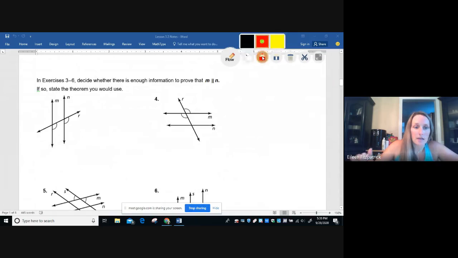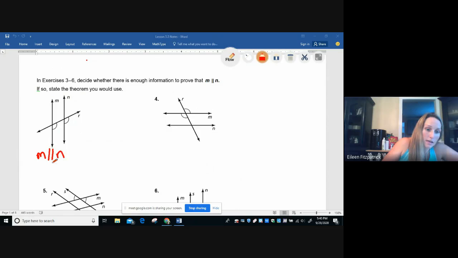Okay, so it says in exercises 3 to 6, decide whether there's enough information to prove that M is parallel to N. If so, state the theorem that you would use. All right, so do I know whether or not M and N are parallel based on the markings? What kind of angles are these based on their location? They're corresponding angles. And when corresponding angles are congruent, that means the lines are parallel. All right, so M is parallel to N, and my reason would be corresponding angles congruent implies parallel lines.